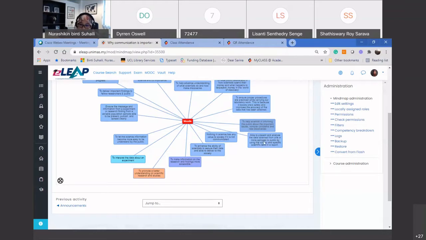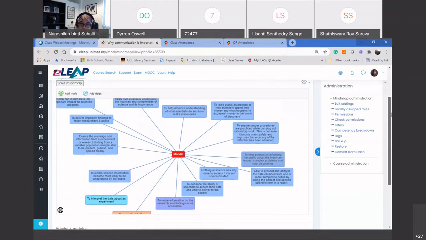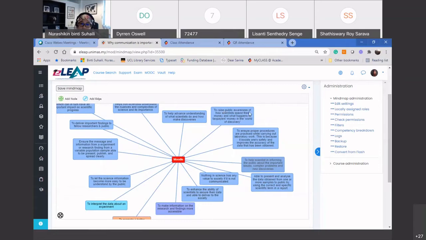Able to present and analyze the data obtained to the public by using the correct and specific scientific terms. Yes. To help scientists to inform the public. Yeah, correct. To ensure proper procedure or practice while carrying out lab works. Okay, this is something to do with the regulation just now, right? To tell people what is correct, what is not. To raise public awareness. Yeah, correct. On how scientists spend their money and what happens to taxpayers' money. Yeah, correct. So it shows that people know where their money is invested and spent.